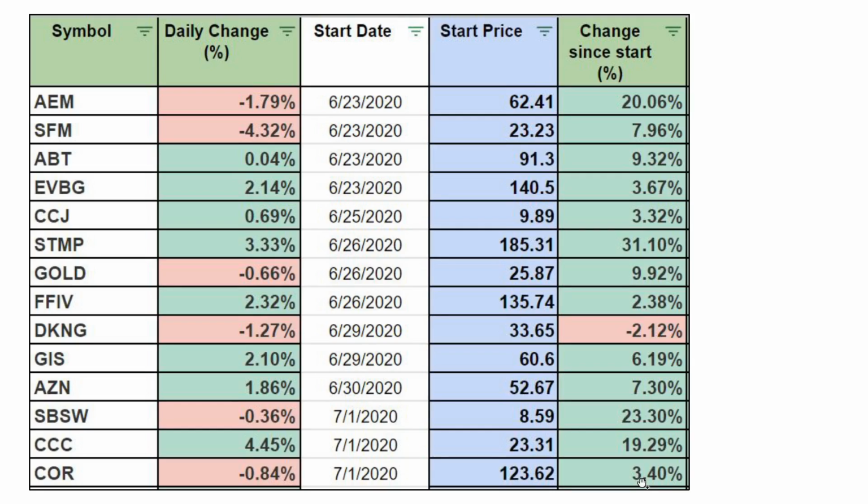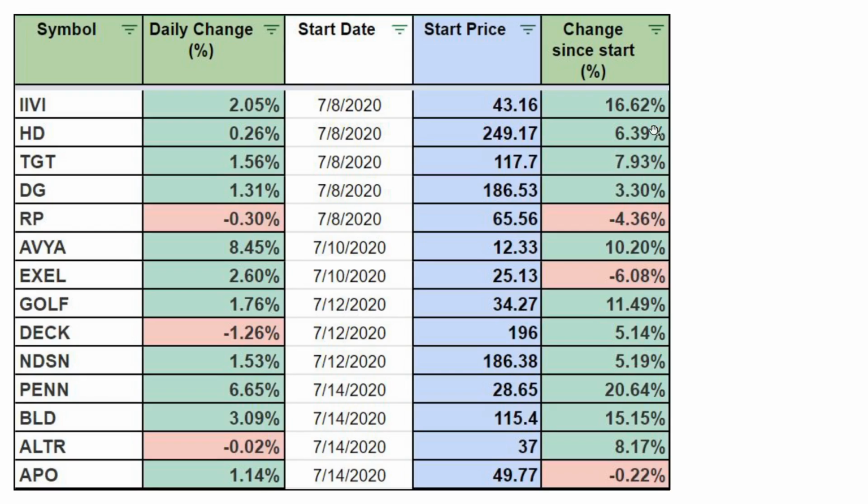So first of all, I will show you like 30-40 first setups I posted starting early June. You see the first day I started posting them was 23rd of June. Now look how many big wins those setups delivered: 20%, 8%, 9%, 31%, 23%, 19%.